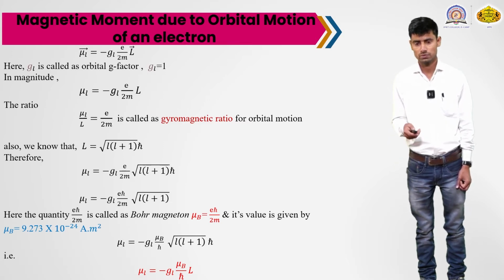And that's why I will get μL equals minus GL μB. Let me multiply and divide it by h cross, square root of l into (l plus 1) into h cross, and that will simply give μL equals minus GL μB upon h cross into L.